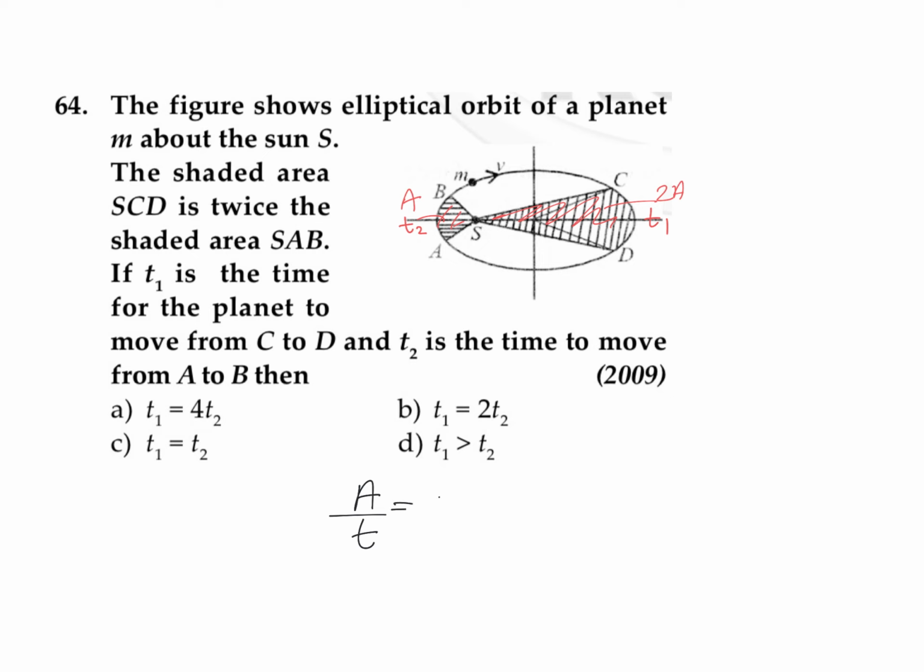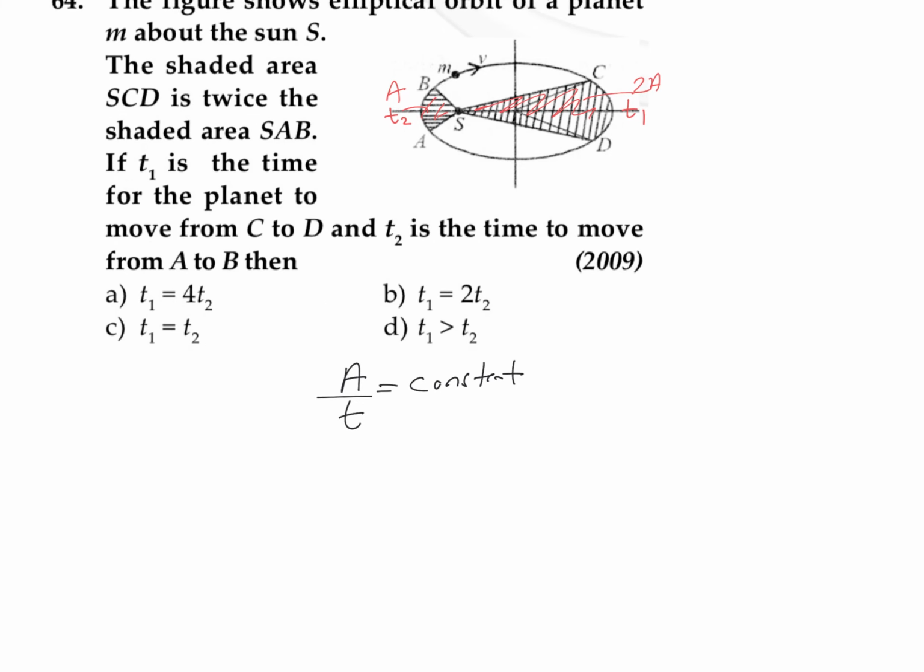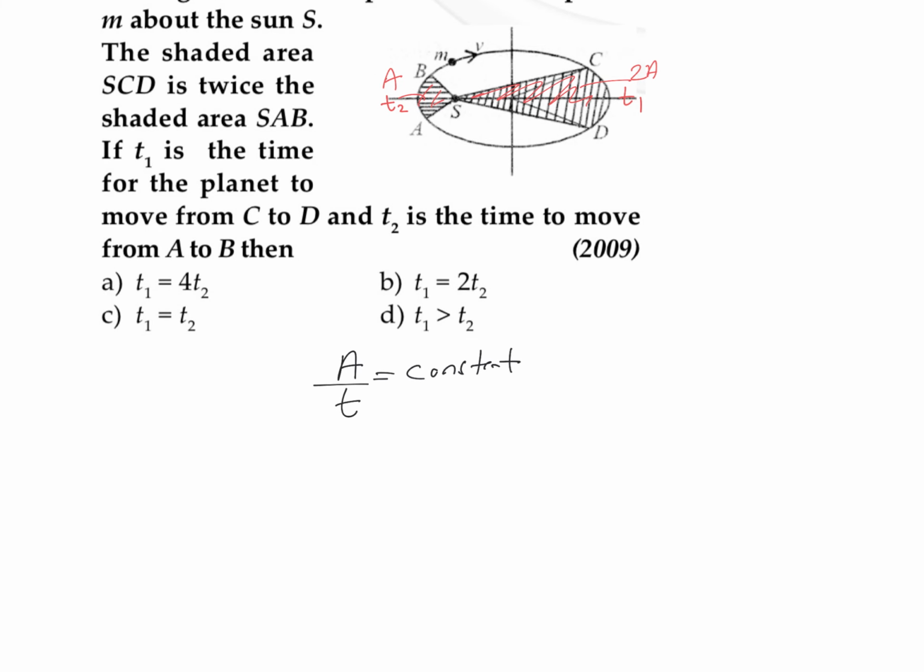So A by T is equal to a constant, area per unit time is equal to a constant, or you can write that time is directly proportional to the area. So the more the area, definitely it will take more time. So we can write T1 divided by T2 is equal to A1 divided by A2, and A1 is nothing but 2A and A2 is nothing but A.